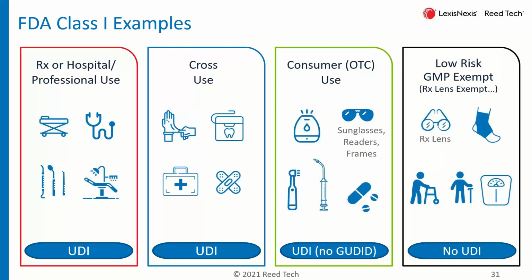And then finally, we have our low risk group of our GMP, Good Manufacturing Practice exempt products. Some of those examples include lenses, ankle braces, our walkers that we referred to earlier, canes, and even scales.